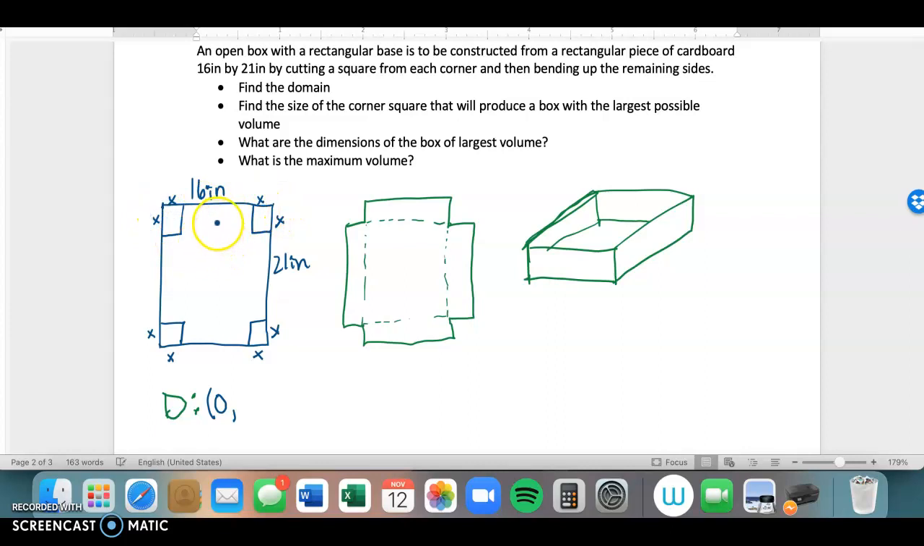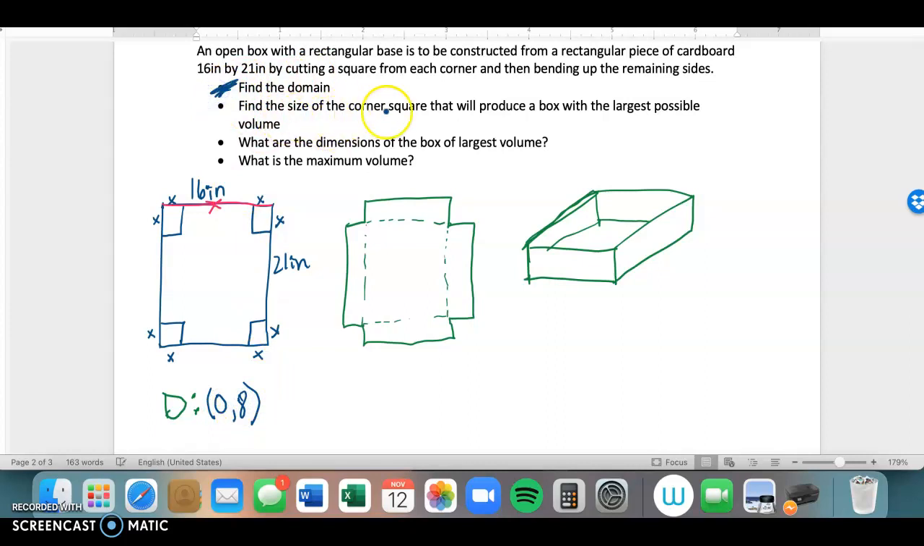If you're thinking 16, that is very common because 16 is the length of one of the shorter sides. But think about it, we can only go in halfway before we run into the other side that we're cutting in. So half of 16 is 8. So that would be our domain. We can only go up to 8. Okay? All right, so that's our domain. So we took care of that.